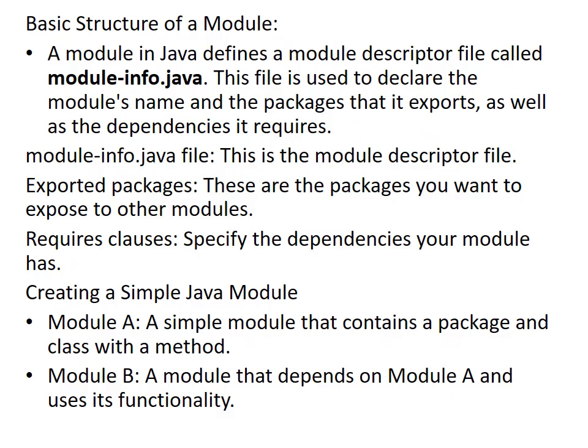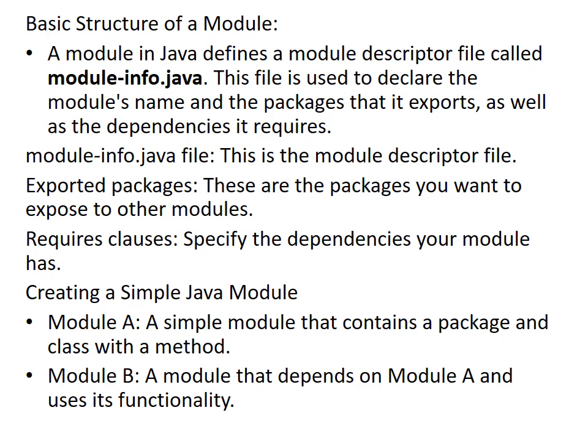So the basic structure and all the module definition and description are inside here, in the module descriptor file called module-info.java. So this is the module descriptor file. Using this we can declare a module name and the packages that it exports, as well as the dependencies it requires. So you can export packages you want to expose to other modules, and then requires declares the dependencies your module has. So this is creating a simple Java module.